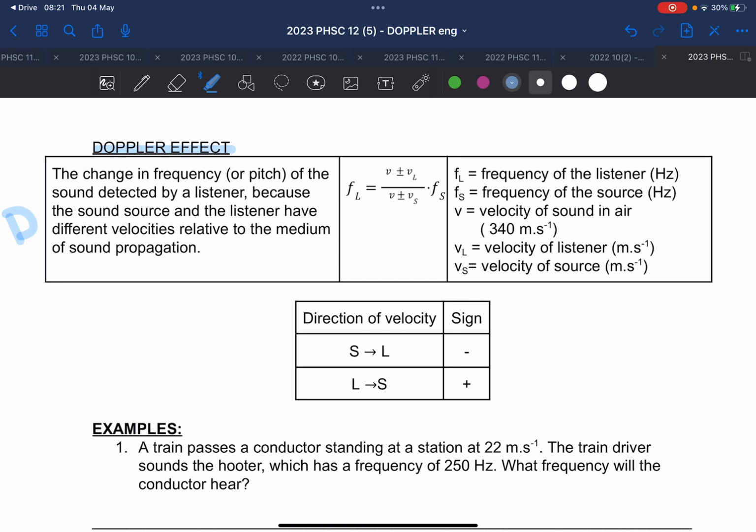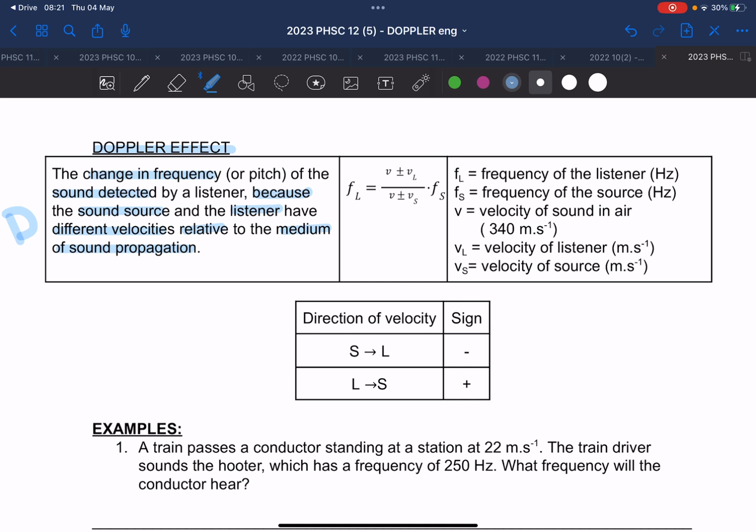So, what is the Doppler effect? A change in frequency of the sound detected because the sound source and listener have different velocities relative to the medium of sound propagation. Yes. Propagation is how it is put forth, how it is produced, how it is transferred.